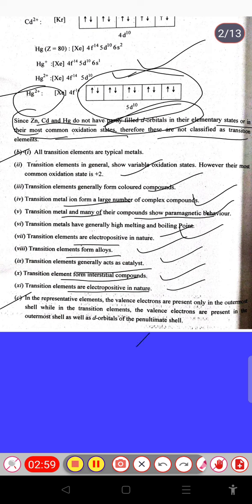Now the next question: how are representative elements and d block or transition elements differentiated? In case of representative elements, s or p block elements are called representative elements, and the valence electrons are present only in the outermost shell, while in transition elements valence electrons are present in the outermost shell as well as in the d orbital of the penultimate shell. So that's the comparison between the two.